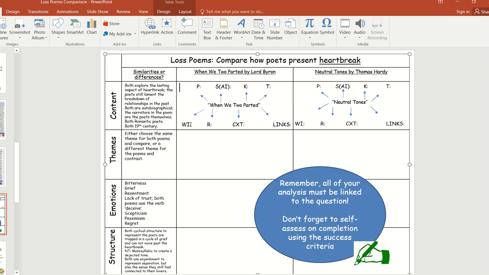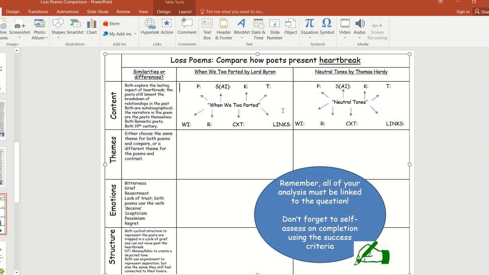Writer's intention, or in this case it would be the poet's intention. Reader's reaction. Links to context where relevant. Now remember, we do not need to be shoving context in unless it naturally fits. So you do not need to talk about context in every single box, only where it's relevant to the analysis that you're making. And then links. So we do need a comparative comment. How is it similar or different to this poem here?